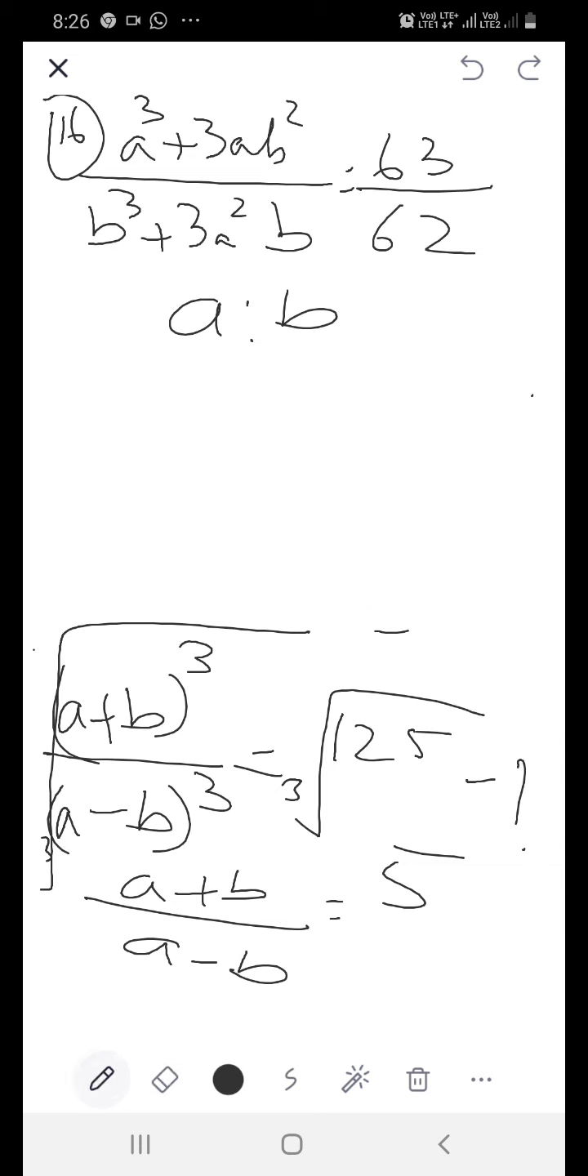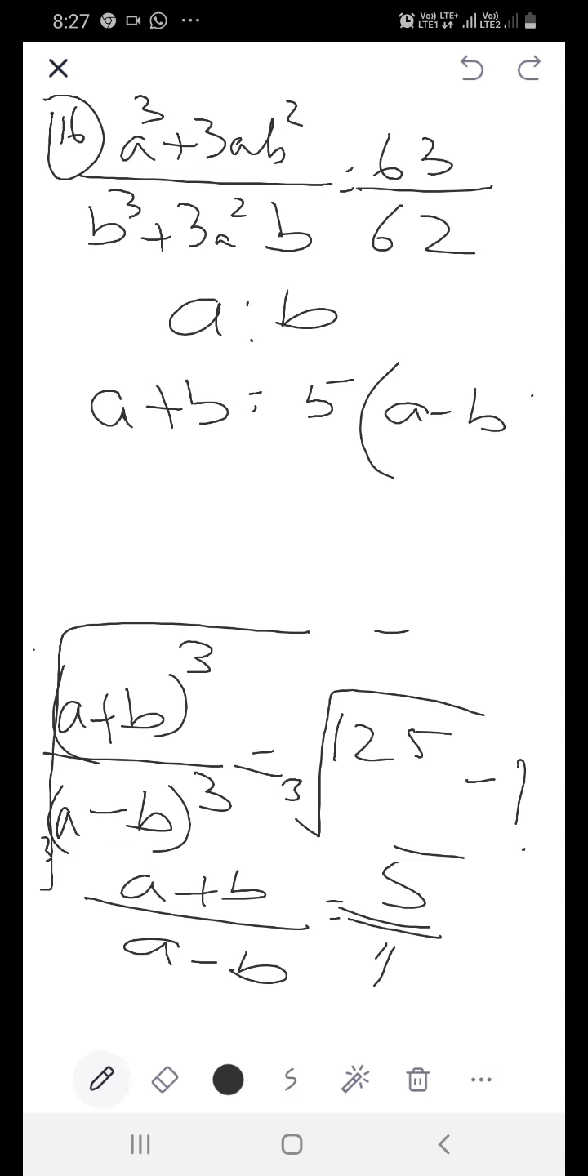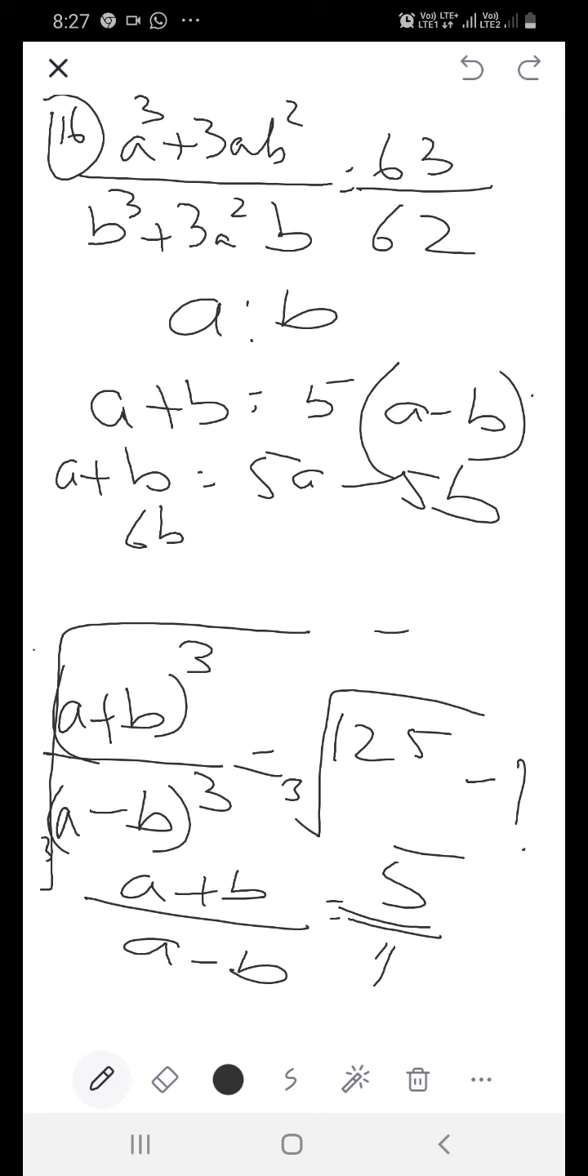Cross multiply 1, you are having 1. No need to cross multiply, only transpose a minus b to the right. It will be a plus b is equal to 5 times a minus b. A plus b is equal to 5a minus 5b. Take b to the left hand side, it will become 6b, and a to the right hand side, it will become 4a.